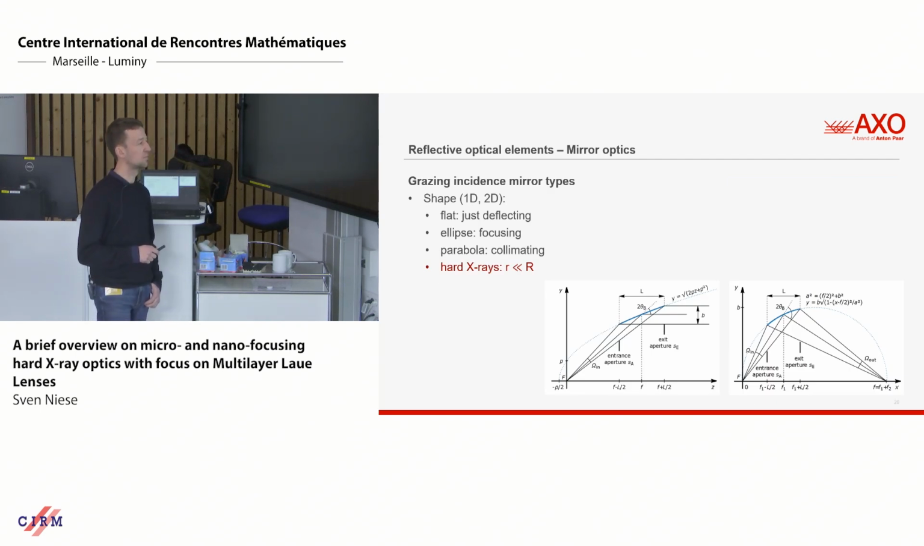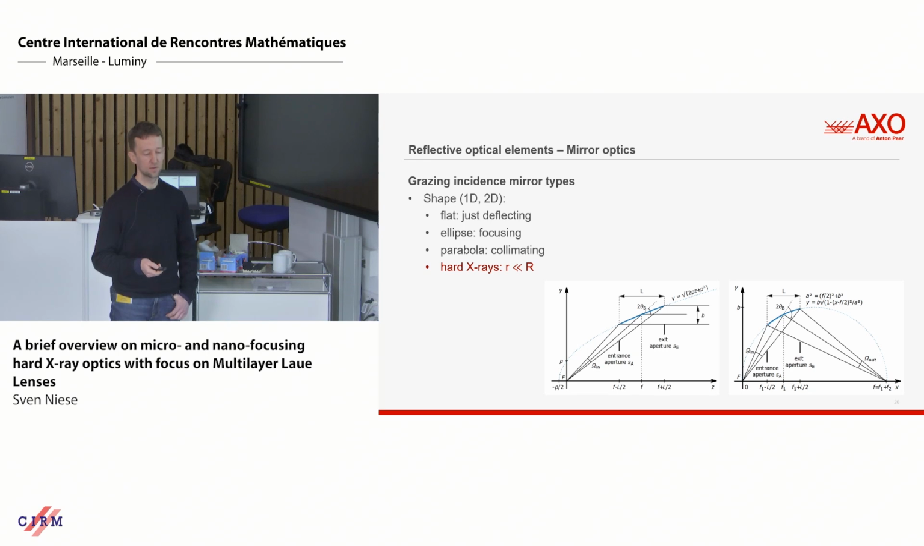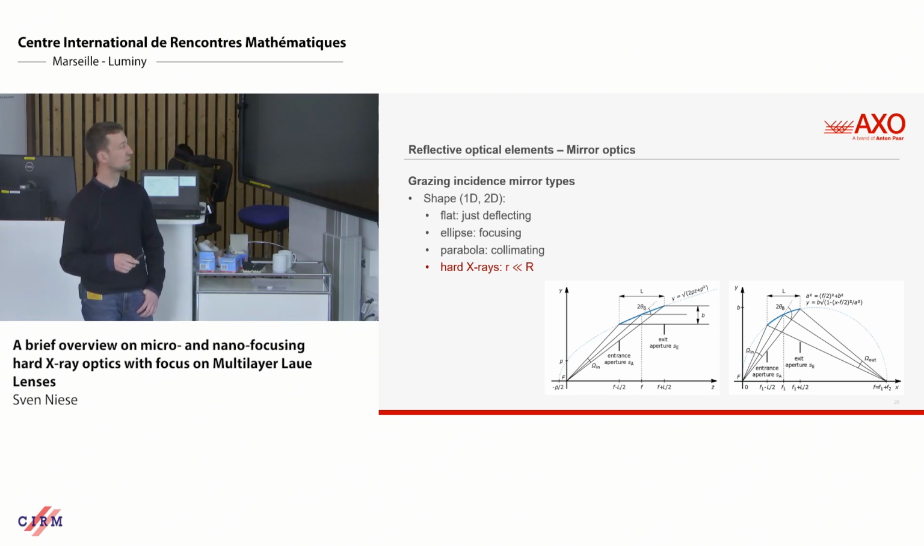Mirrors that operate in grazing incidence of the X-rays, so you can fabricate them in 1D, in 2D. A flat mirror is just deflecting the X-rays, probably for monochromatization. You can use an elliptical geometry for point focusing from one focus to the other.